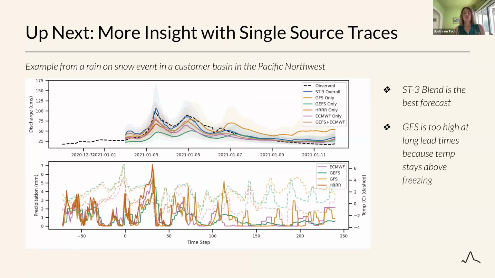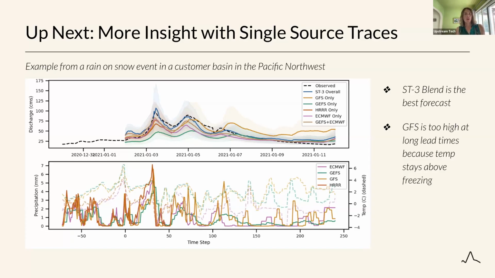Now that we've built this way for the model to make a prediction without different sources, what that's opened up to us is the ability to do single source traces. Some of our customers are used to seeing, well, what if you only had a GFS driving your forecast? What if you only had a GEFS? Now we can actually show that on our dashboard because we're making those under the hood with ST3.